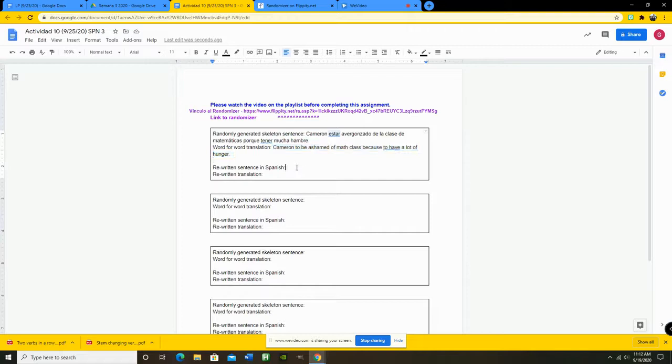So first of all, we got to conjugate those verbs. The second thing that we have to do is try to make this make sense. So as a Spanish 3 student, I would expect that you would be able to fill in the gaps of information. So as I go through, I'm going to rewrite this in Spanish with the verbs conjugated. So Cameron está avergonzado de. He's ashamed of his math class. Now that doesn't make a lot of sense. I'm going to make it make more sense.